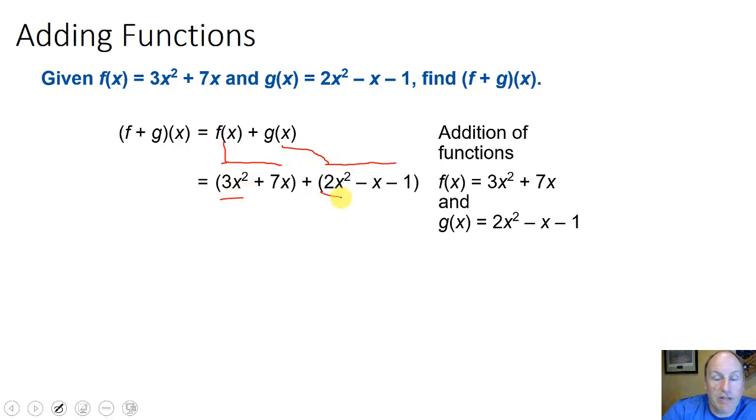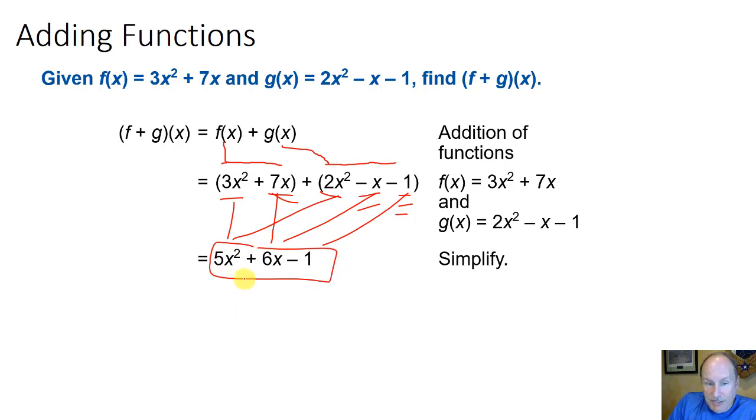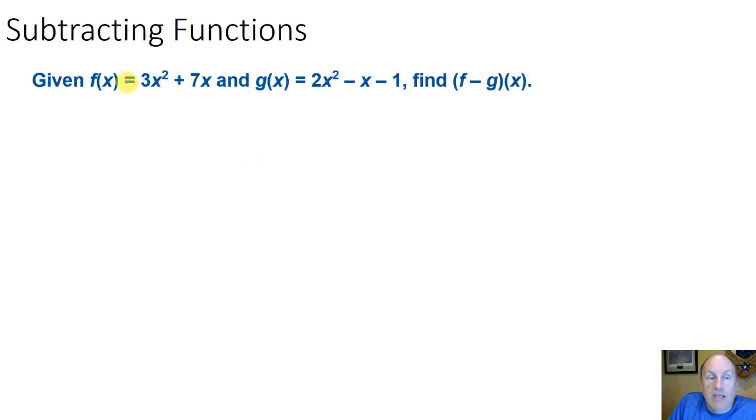We've got a 3x squared, we've got a 2x squared. We've got a 7x, and we've got a negative x, and then finally the negative 1 constant is on its own. Combining those like terms, 3x squared plus 2x squared gives us 5x squared. 7x minus x is 6x, and of course the negative 1, and that's our answer for f plus g of x in this case. Now, given that f of x is 3x squared plus 7x, and g of x is 2x squared minus x minus 1, find f minus g of x.